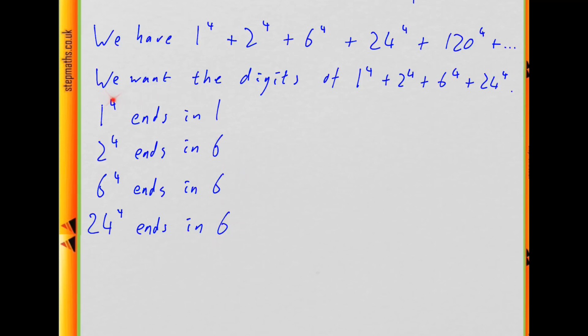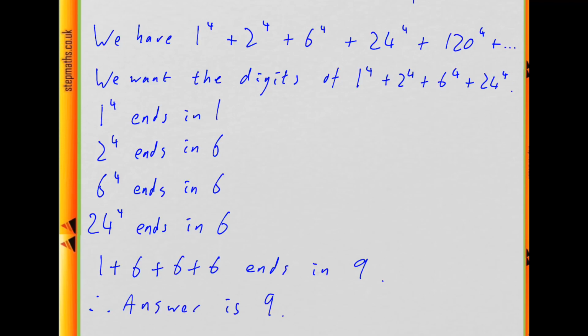And then when I add these 4 terms together, it's just going to end in the last digit of this. So if I add these 3 together, well, it comes to 19, but the main point is that it ends in 9. Because that means that the last digit of the whole sum also has to be 9. So our answer to this question is 9.